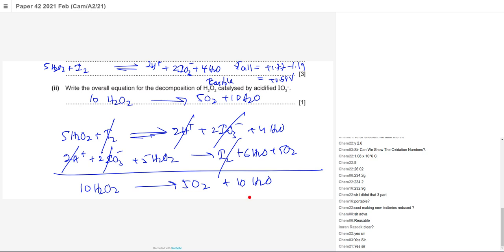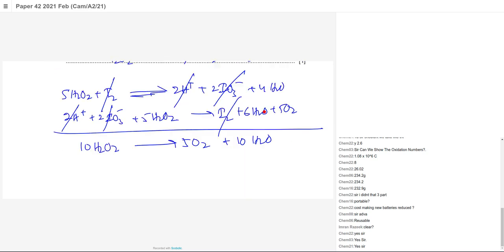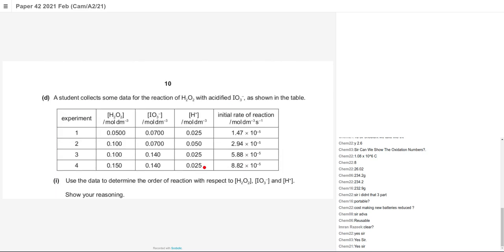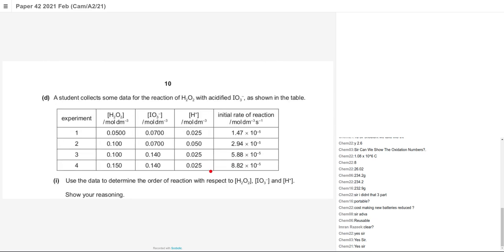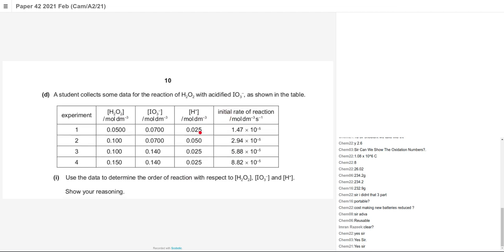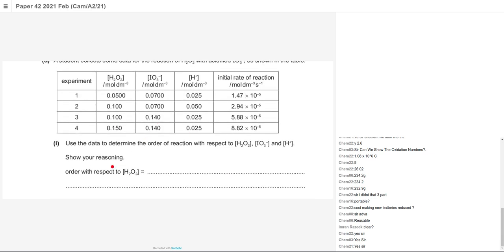Right, so let's continue with the next one. Right, so we are still on page 10. It's surprising this is quite a really long paper, 28 pages anyway. February, March paper, maybe it's long. A student collects some data for the reaction of hydrogen peroxide with acidified iodate as shown in the table, to find the order with respect to each reactant.